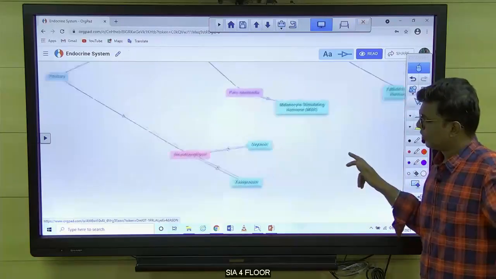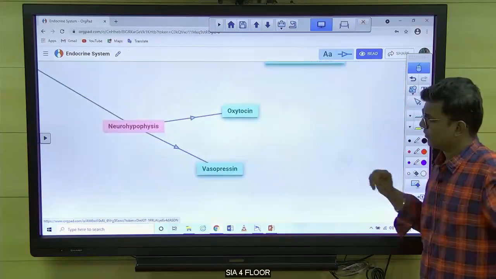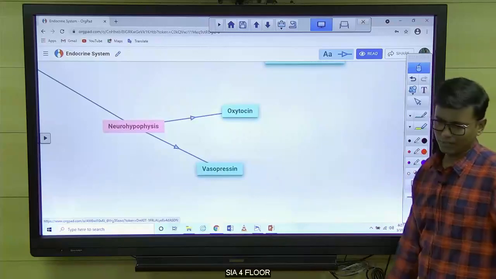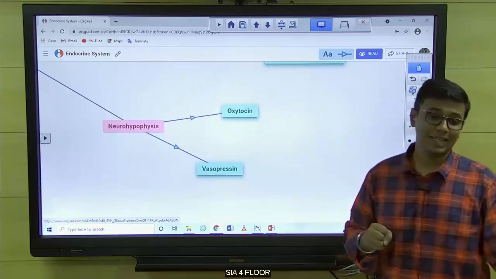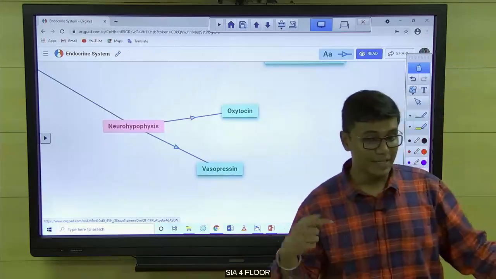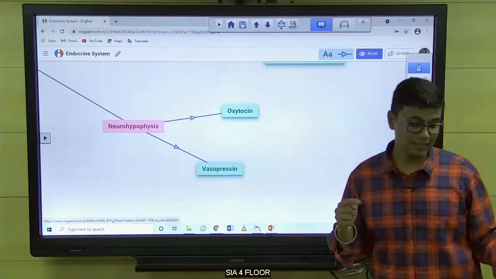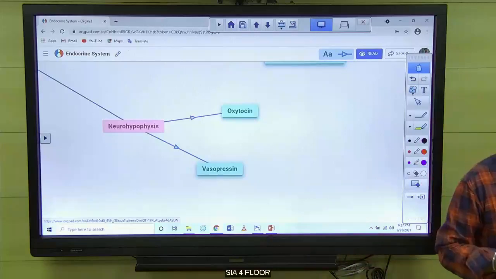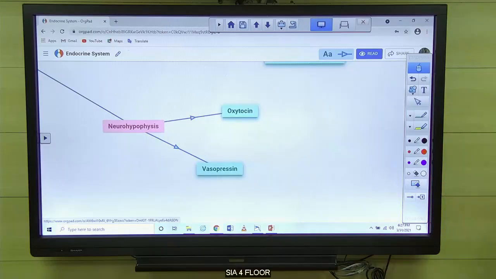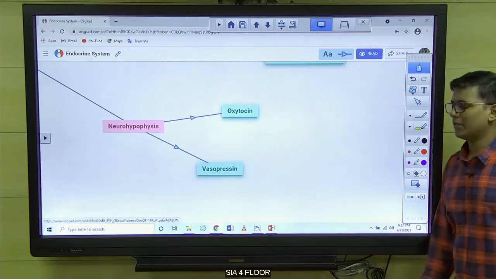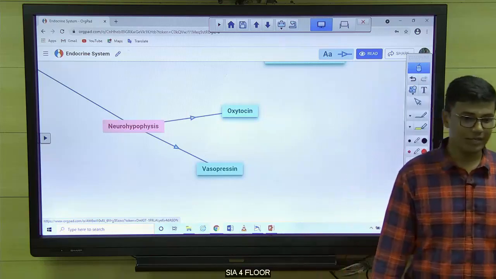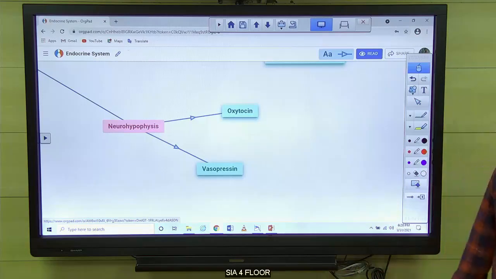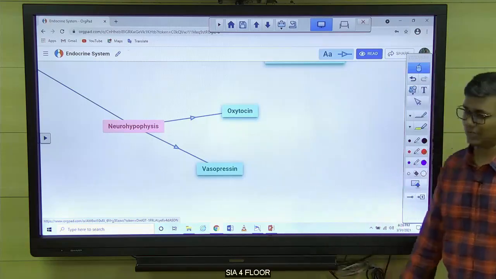Good. Oxytocin and vasopressin. Vasopressin is important because it helps in reabsorption of water. So if someone is short of vasopressin, it causes diabetes insipidus. I repeat, it causes diabetes insipidus. Don't confuse it with diabetes mellitus. Diabetes mellitus is related to destruction of alpha and beta cells in pancreas, which means if they are short of insulin, it causes diabetes mellitus. Whereas if they are short of vasopressin, it causes diabetes insipidus.